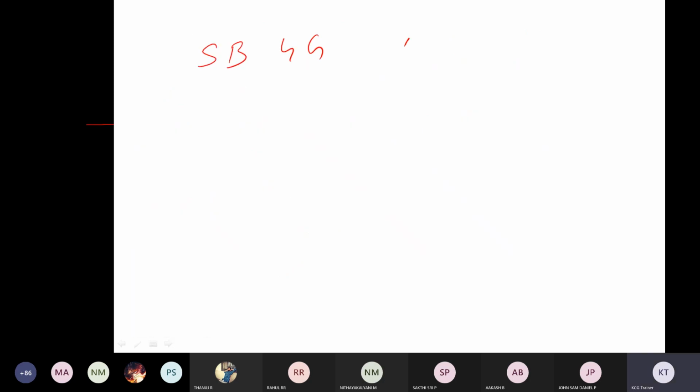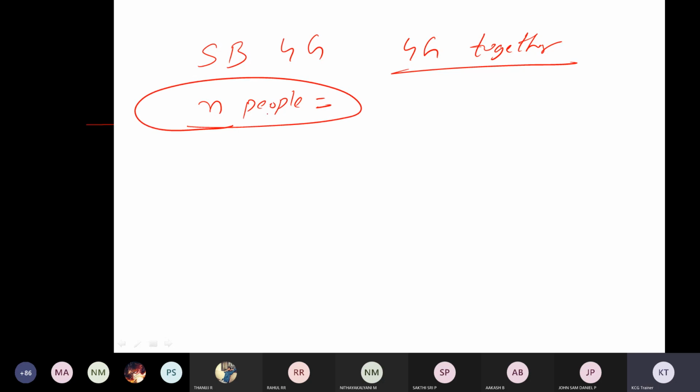Five boys, 4 girls. 4 girls together. Circle. So, first of all, what we do? We have to find n people. What are n? I will tell you here. Please listen carefully. What is n here? What is the normal process we do? Tell me the same answer for a linear. 5 boys, 4 girls, 4 girls together. Tell me the answer for linear.